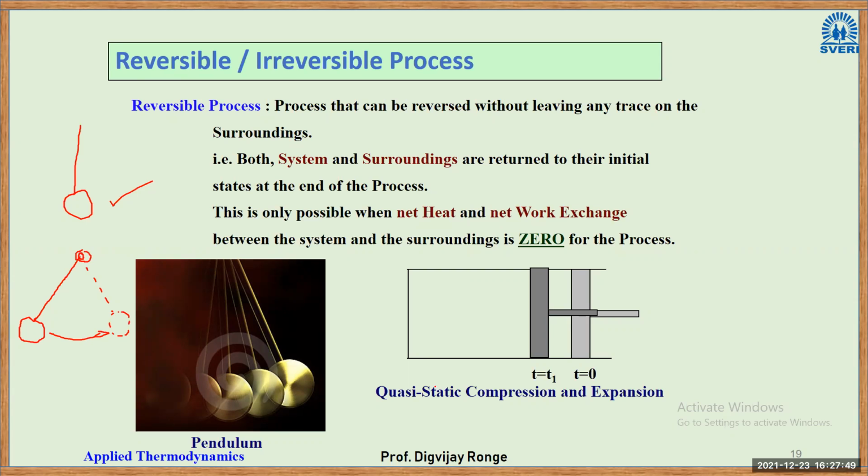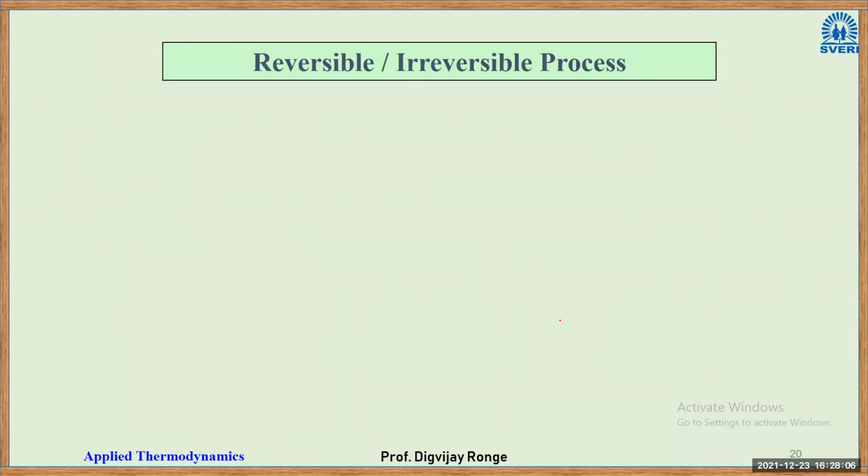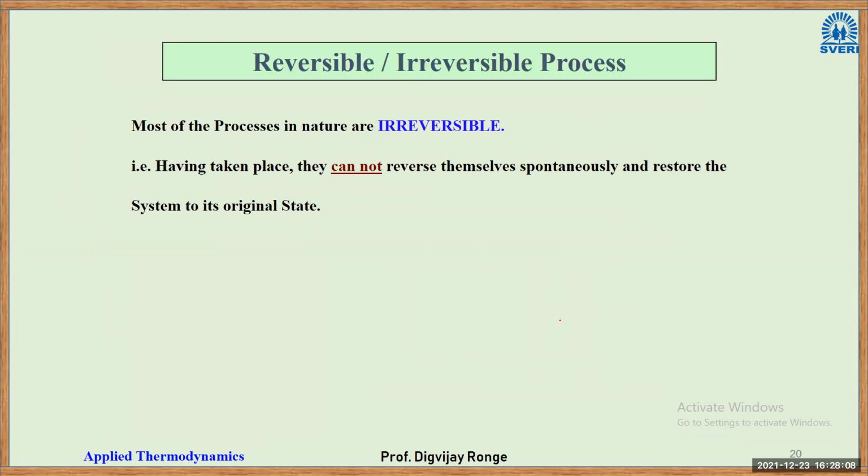Another example here is quasi-static compression and expansion. Quasi-static means the system is under equilibrium constantly. So as it is under equilibrium constantly, it is leaving no trace on the surroundings, and it can be assumed to be a reversible process. So don't worry, in the next lecture I will again explain this thing. Irreversible processes also we will see.